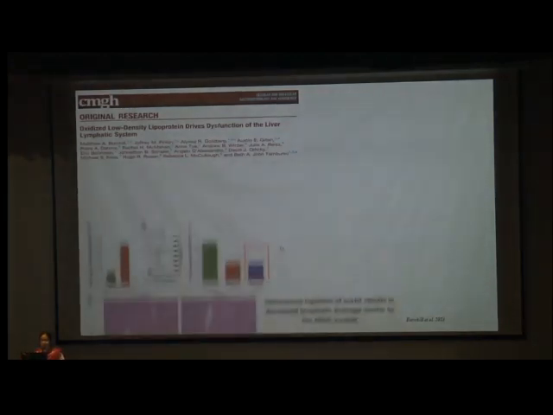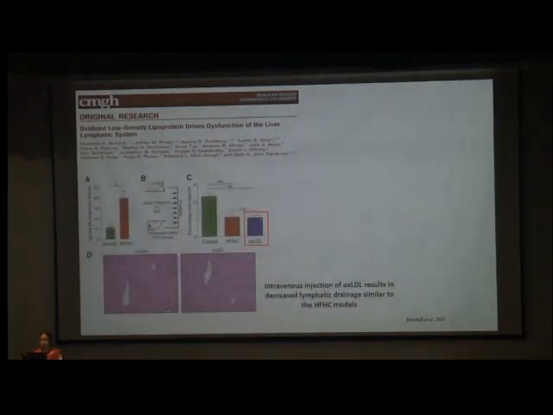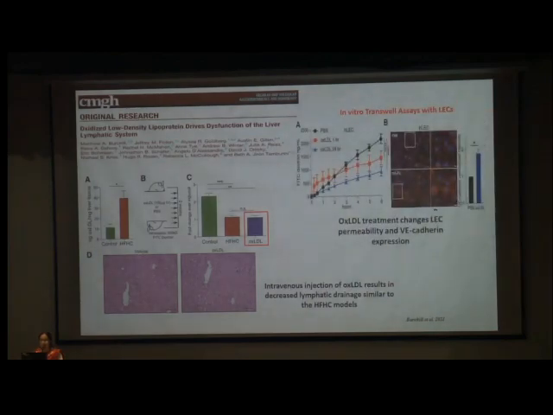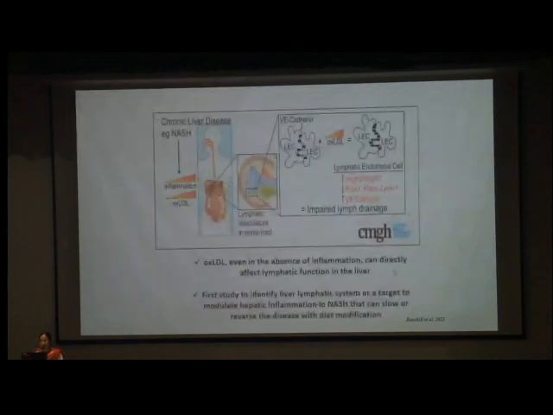In this study, they also showed another important point, that if we just give oxidized LDL to control animals, then also the lymphatic drainage is decreased, similar to what we have seen in the high-fat, high-cholesterol diet. Mechanistically, this oxidized LDL changes the lymphatic endothelial cell permeability by altering the expression of VE-cadherin. So this study was the first one to identify the liver lymphatic system as a target to modulate hepatic inflammation in the NASH system.